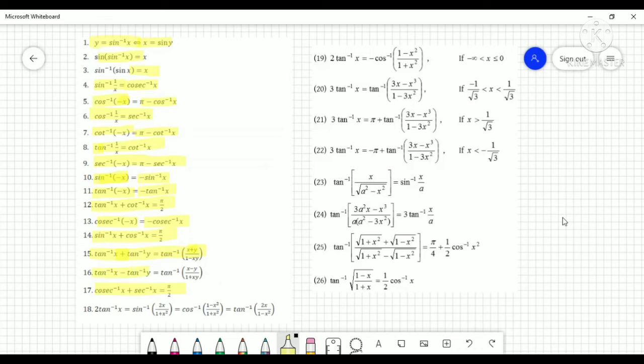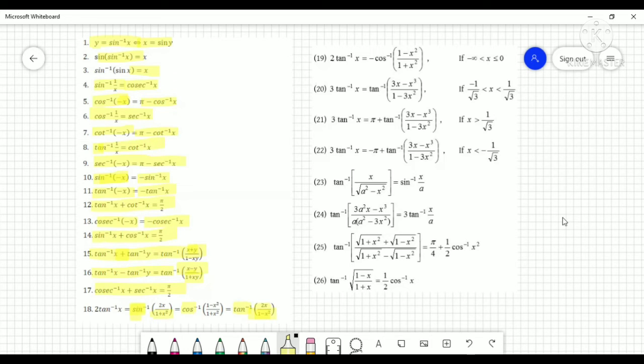tan inverse x minus tan inverse y is equal to tan inverse (x minus y) by (1 plus xy). Next, 2 tan inverse x, you will get 3 formulas in terms of sine, in terms of cos, in terms of tan inverse. 2 tan inverse x is equal to sine inverse 2x by (1 plus x square). In terms of tan inverse it means tan inverse 2x by (1 minus x square). In the sine inverse you will get 1 plus x square in the denominator, and in the tan inverse you will get 1 minus x square in the denominator.